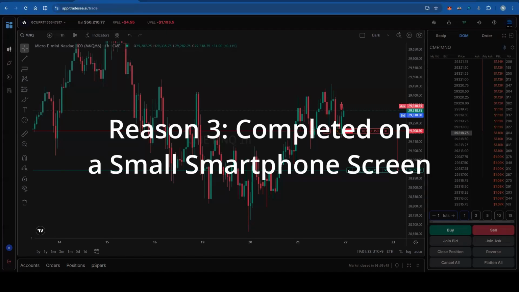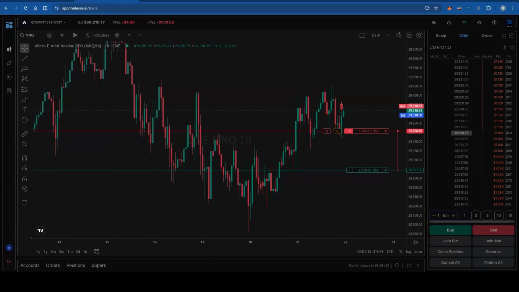Reason 3. Completed on a small smartphone screen. Flawless reproducibility. The third reason is that it allows you to make a decision in a single second on a small smartphone screen, completely eliminating hesitation from your execution.